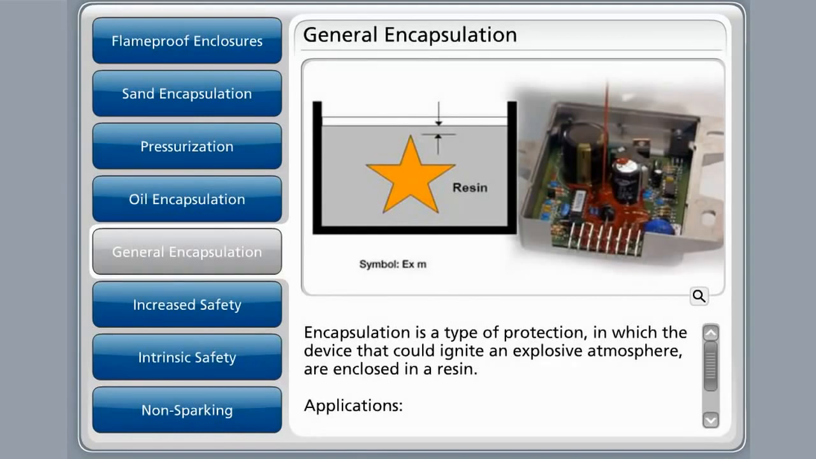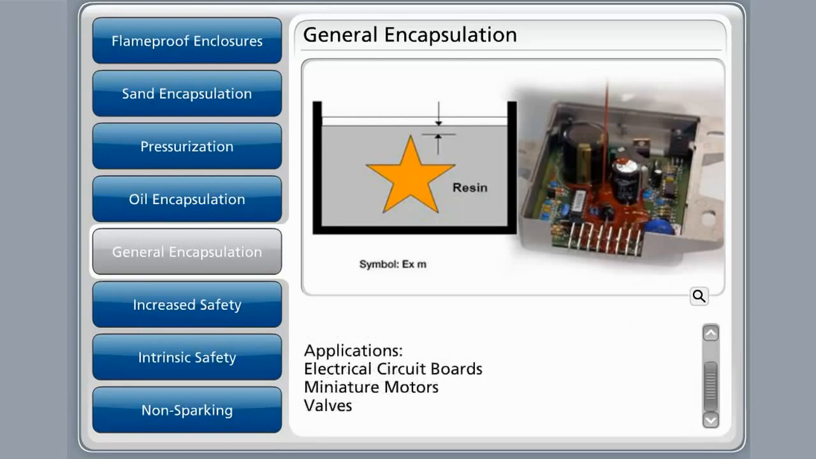Encapsulation is a type of protection in which the devices that could ignite an explosive atmosphere are enclosed within a resin. The material used would be resistant to environmental influences, heat, and/or sparking from electrical components. The general application for this protective method would be used for electrical circuit boards, miniature motors, and valves.